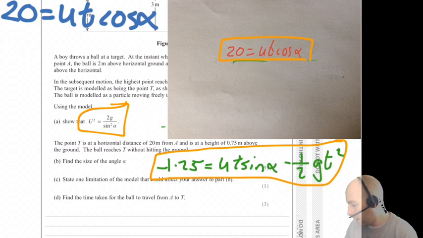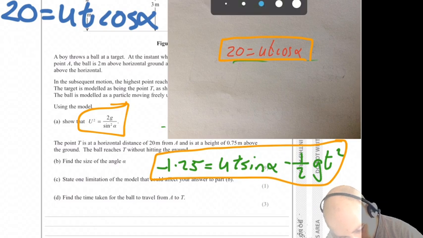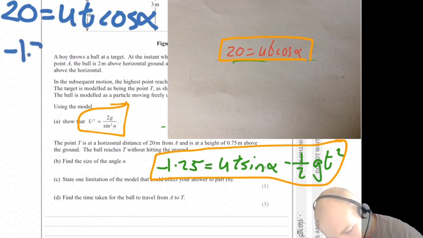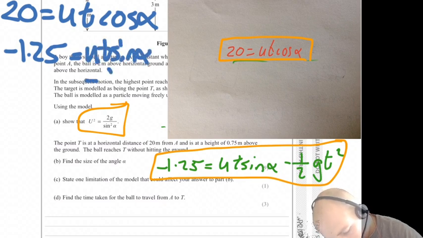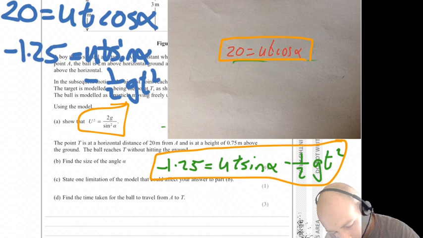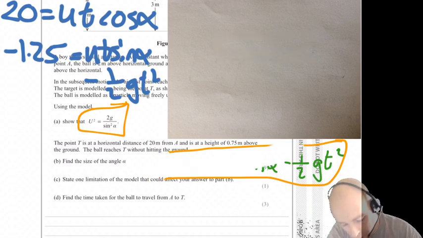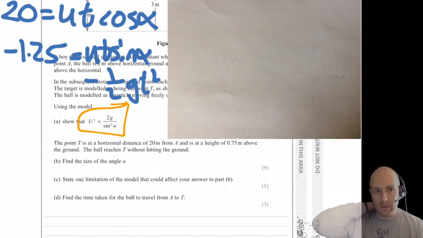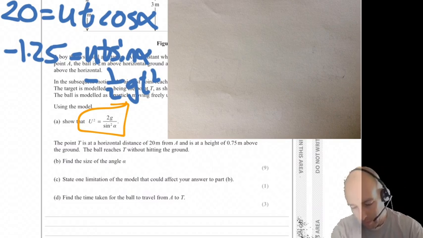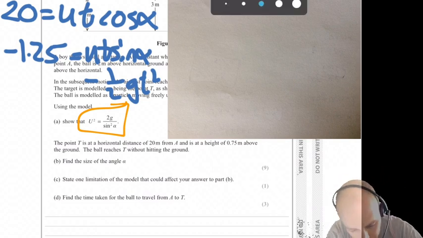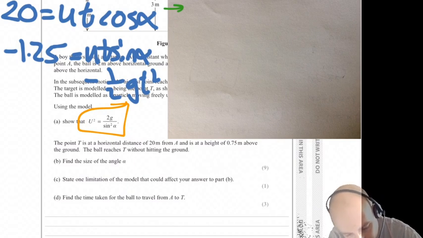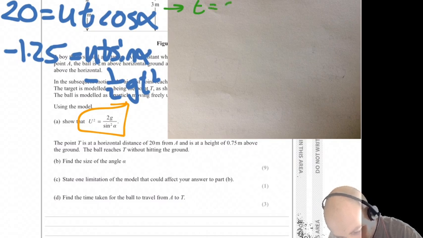Lovely. Okay, so we've got minus 1.25 is ut sine alpha minus half gt squared. Cool. Let's get rid of all this stuff then. So I'm going to try and substitute the two big equations together to eliminate t. I'm going to rearrange the first one to get t on its own and put it into the second one. So rearranging the first one leads me to t equals 20 over u cos alpha.